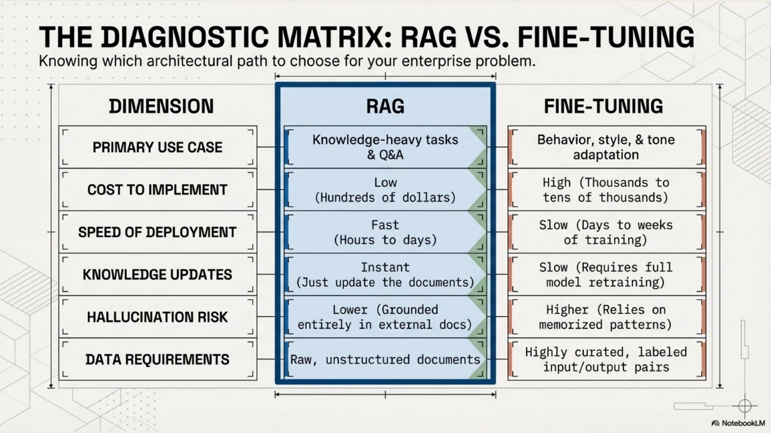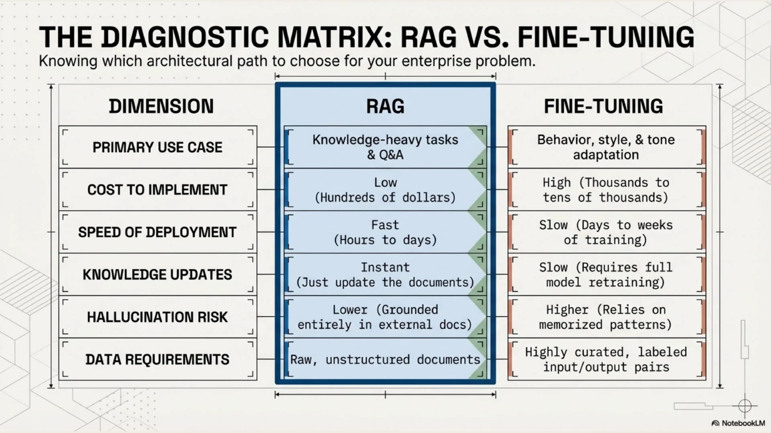Knowledge updates. This is where RAG absolutely dominates. With RAG, when your policy changes, you update the document in your database. That's it. The model is immediately current. With fine-tuning, you have to retrain the entire model. Slow, expensive, disruptive.